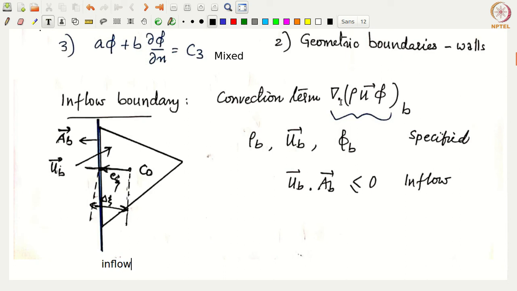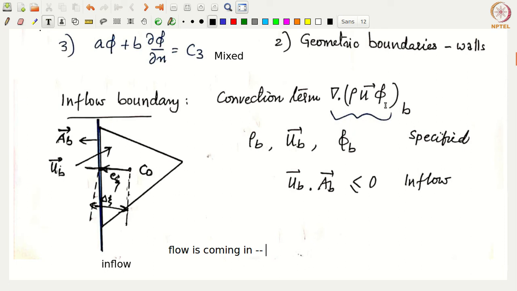The convection term would read as del dot rho u bar phi b, right? Now, what needs to be specified on this inflow boundary? Essentially, because the flow is coming in, we need to specify everything here. We need to know the density of the fluid coming in, with what velocity it is coming in, and what scalar it is bringing in, right? So all these three need to be known.